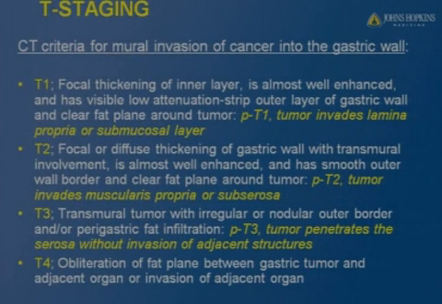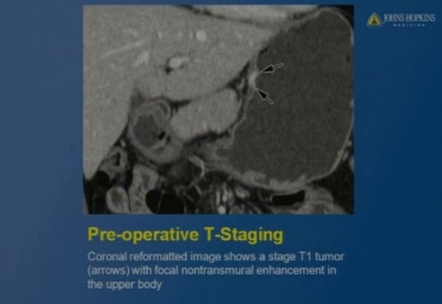That is the corresponding T1, T2, T3 and T4 staging in CT criteria. On T1, we see a focal thickening inner layer, where the tumor invades the lamina propria. In T2, we see focal or diffuse thickening of the gastric wall. There is a transmural enhancement now, but the clear fat plane around it. In T3, we see the tumor with the irregular and nodular outer border. There is perigastric fat infiltration or not. And in T4, there is already adjacent organ invasion.